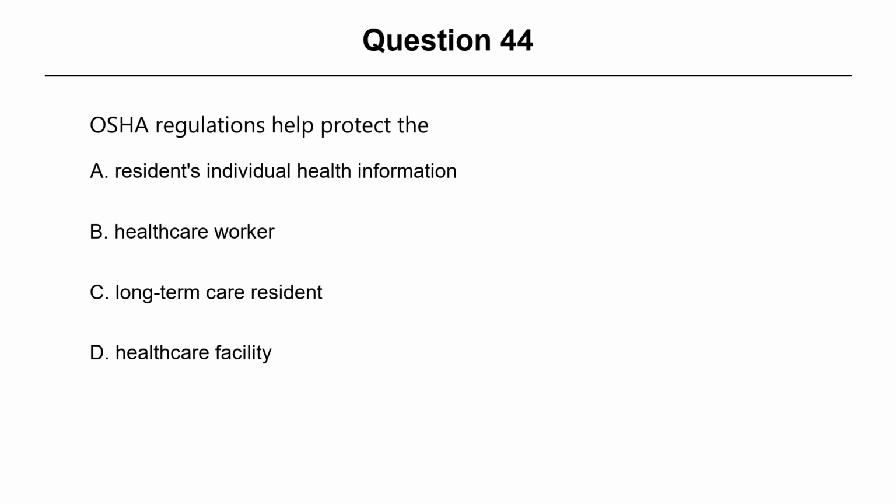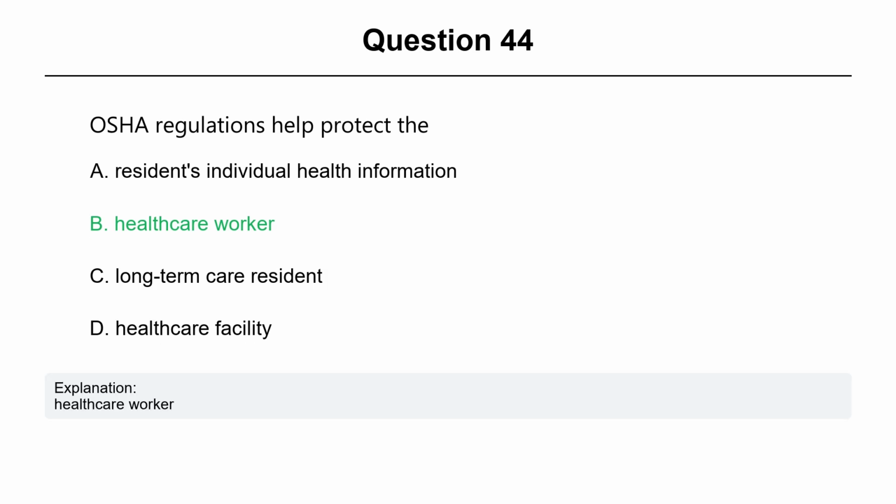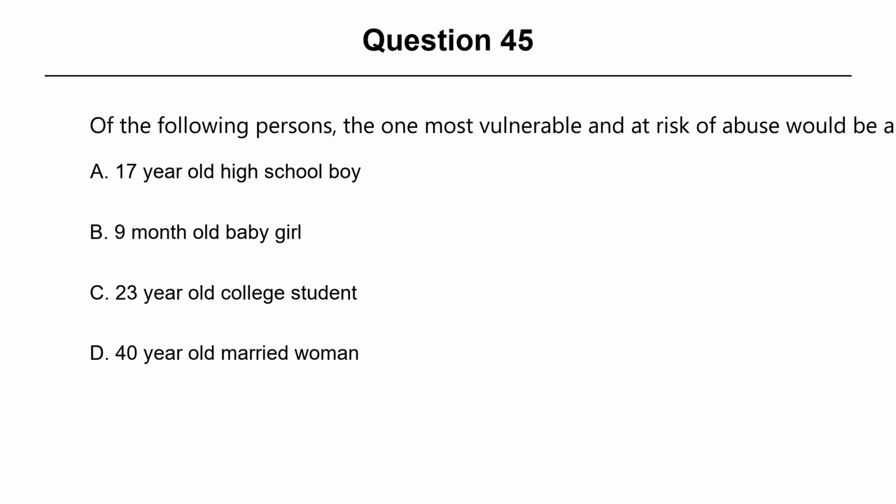Question 44. OSHA regulations help protect the option A, resident's individual health information, option B, healthcare worker, option C, long-term care resident, option D, healthcare facility. The correct answer is option B, healthcare worker. Question 45. Of the following persons, the one most vulnerable and at risk of abuse would be option A, 17-year-old high school boy, option B, 9-month-old baby girl, option C, 23-year-old college student, option D, 40-year-old married woman. The correct answer is option B, 9-month-old baby girl.